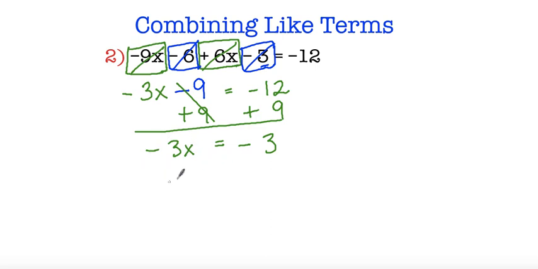This is multiplication over here, so negative 3 times x is equal to negative 3. In order to isolate our x, we have to do the inverse operation, which is division on both sides. So we divide both sides by negative 3. So x is equal to negative 3 divided by negative 3, which is positive 1. And remember that you could always go back and substitute to check your answer.